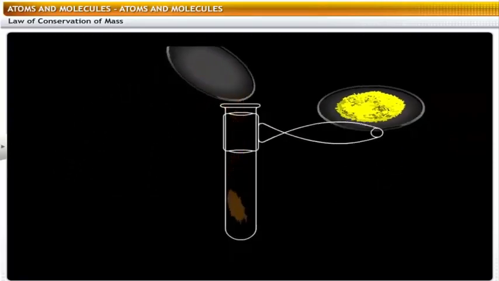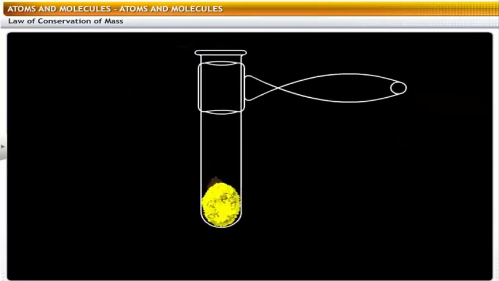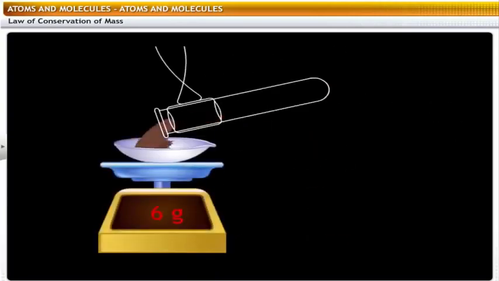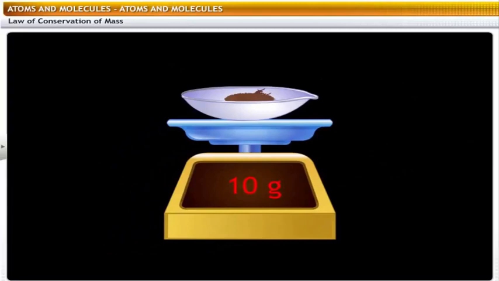Then, mix the iron filings and the sulfur thoroughly and weigh it. The weight is 10 grams. Now, heat the mixture. It forms a dark molten mass of ferrous sulfide. Weigh it. You'll find the weight to be 10 grams. This shows that the mass is the same, though there is a change in form.